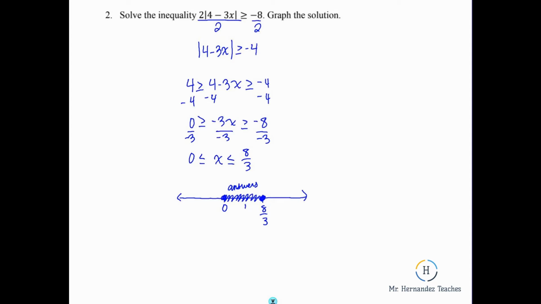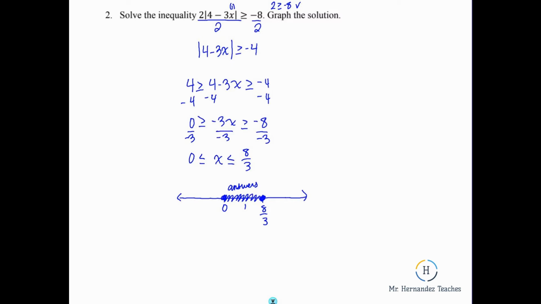So I could choose like 1. 1 falls in between here, and if I substitute 1 into the function, I'm going to get 4 minus 3, which is 1. The absolute value of 1 is 1 times 2. And then is 2 greater than or equal to negative 8? Well, yeah, that works.